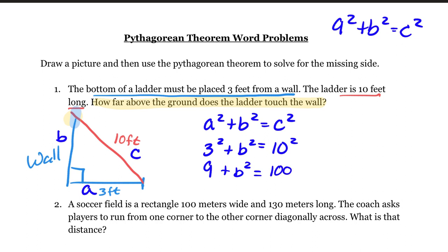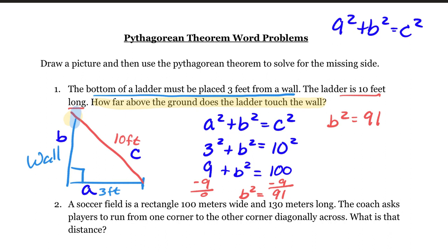Now I'm going to solve for the unknown. So I'm going to solve for b. If I have plus 9, I'm going to subtract 9 from both sides. That will cancel out. 100 take away 9 gives me 91. So b squared equals 91. I'm going to rewrite that over here: b squared equals 91.